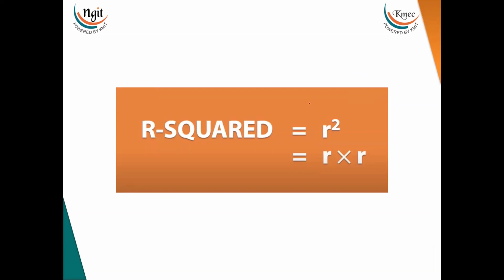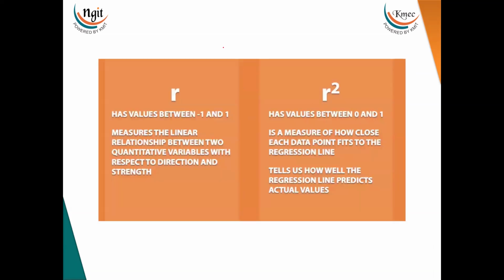So simply we can say R squared as R square or R into R. So what is the difference between R and R square? R has values between -1 and 1, and R square has values between 0 and 1. When you calculate R square, the value should be between 0 and 1. R measures the linear relationship between two quantitative variables with respect to direction and strength. R square is a measure of how close each data point fits to the regression line. When you draw a regression line and plot these data points, it tells us how close each data point is to the regression line and how well the regression line predicts the actual values. That's why we use R square instead of R.